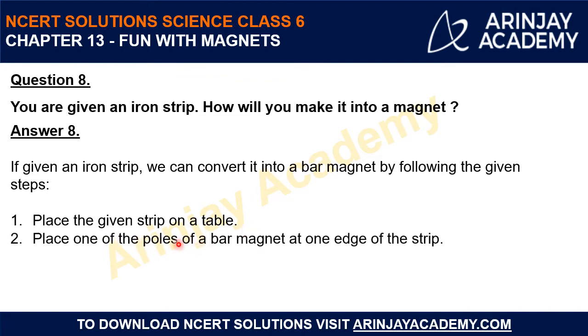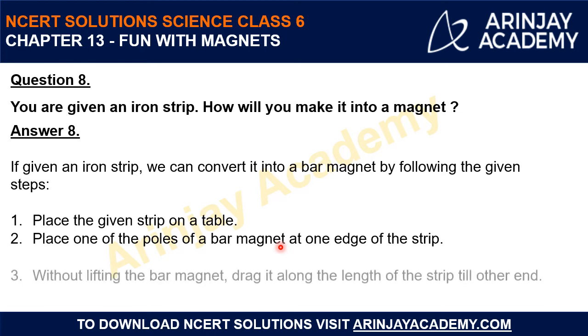Second, place one of the poles of a bar magnet at one end of the strip. Now अब आपको एक pole decide करना है. It can either be the north or the south pole, and in all the processes you will use that pole only. So let's say for example we have chosen the north pole. So आप इस north pole, जो bar magnet का north pole है, इसे iron strip के एक end में जाकर वहाँ पे place करेंगे.